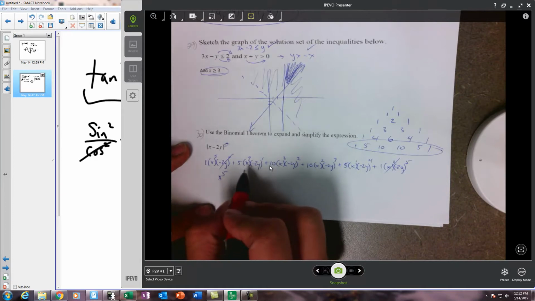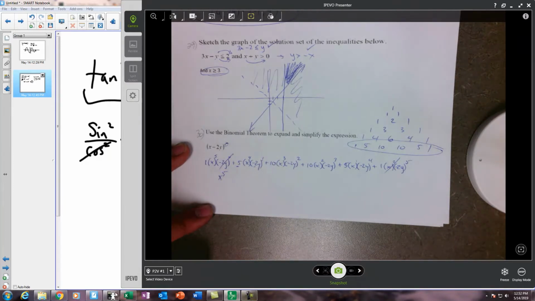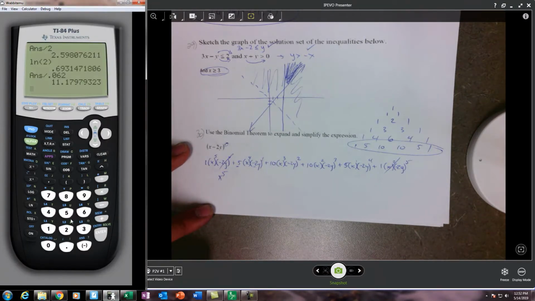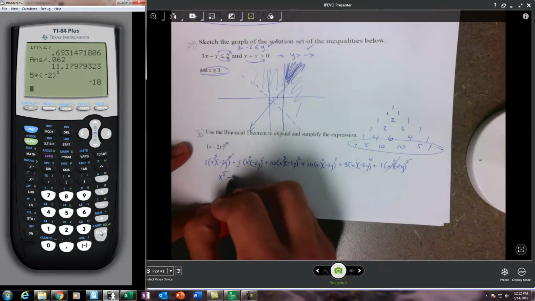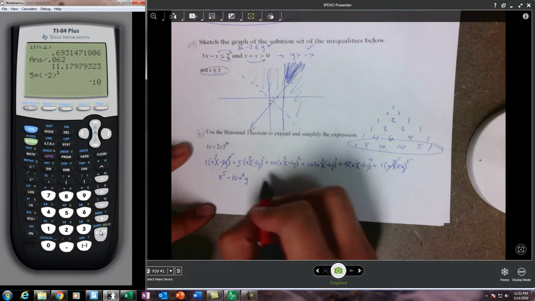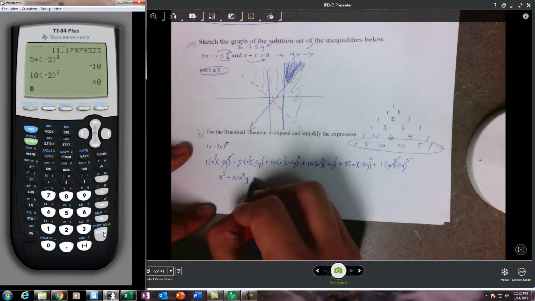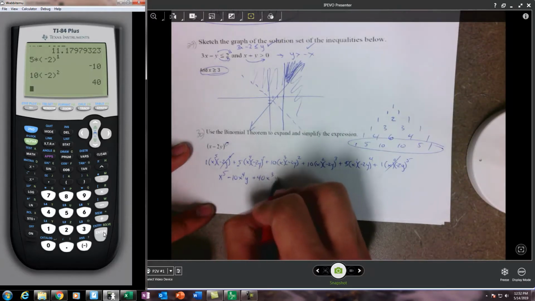Now in the next problem, it's really important that we go through 5 times negative 2 to the 1st. You can definitely use your calculator to help with that. If you're struggling with it at all, it's 5 times, and we're going to use parentheses here, negative 2 raised to the 1st. It turns out to be negative 10, so it's minus 10 x to the 4th y to the 1st. The next one, it would be 10, parentheses, negative 2 raised to the 2nd. Okay, and we end up with 40. That's positive, so plus 40 x cubed y squared.